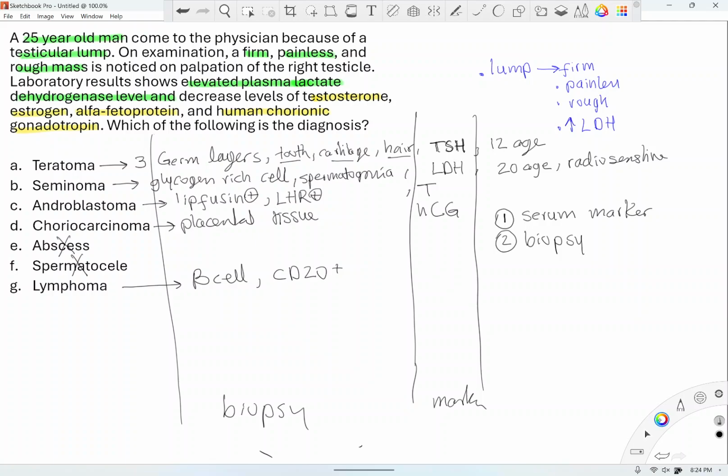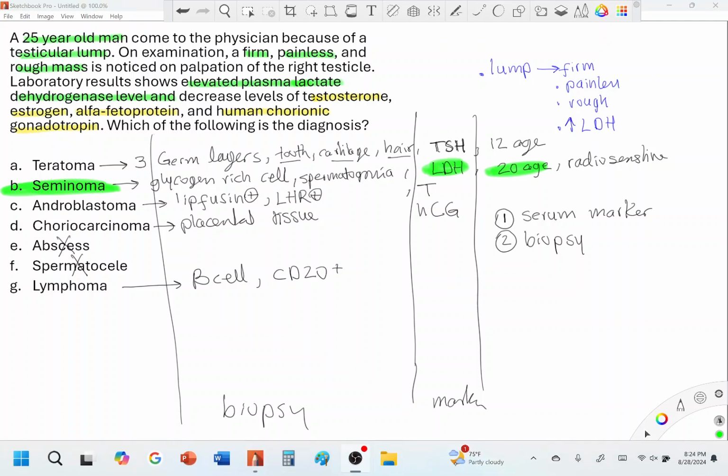So our question was lactic dehydrogenase. This is the lactic dehydrogenase, and look at the age. These are the two things that help us identify this to be seminoma. So we'll choose the answer to be seminoma. Okay, let's go to the next question.